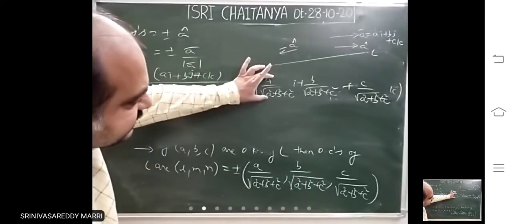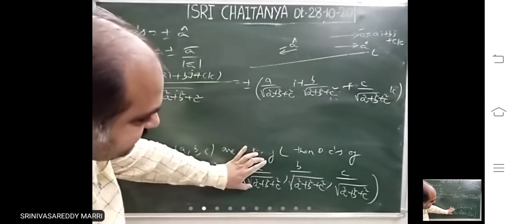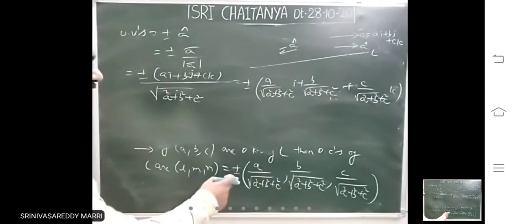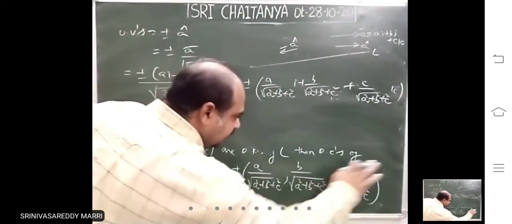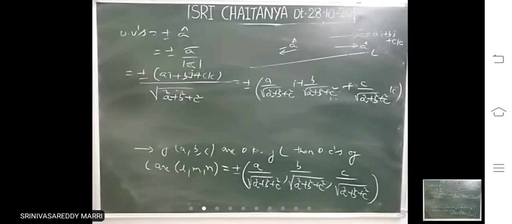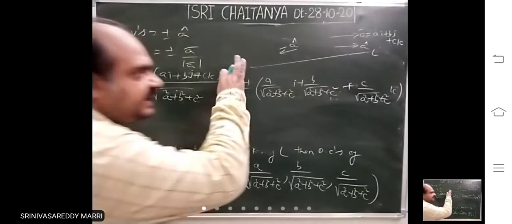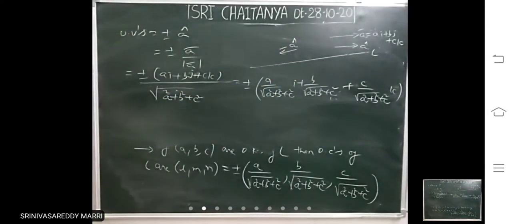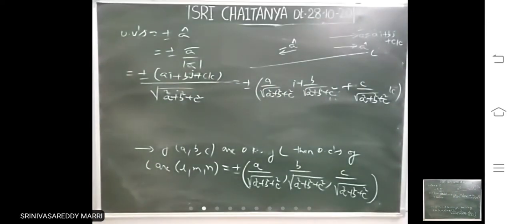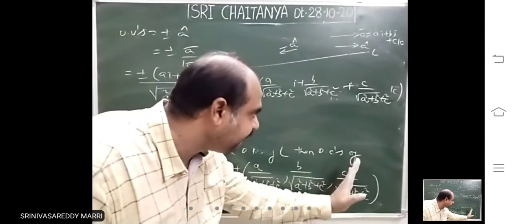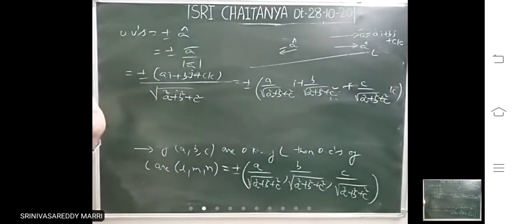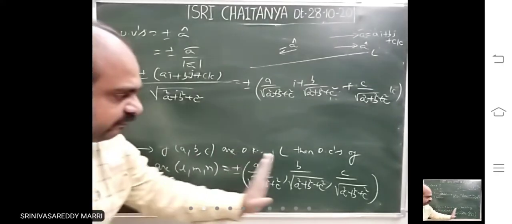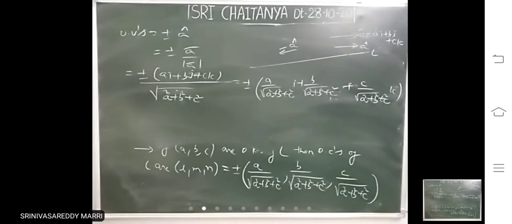Just write the coefficients, plus or minus. L is this, M is this, N is this. Plus or minus. If you take plus, you will get one triplet, that is, the DCs in one direction. If you take minus, you will get the unit vector in the other direction, that is, the DCs in the other direction. If one is LMN, then the other will be minus L, minus M, minus N. Okay, now like that, by using the formula, you write DCs.